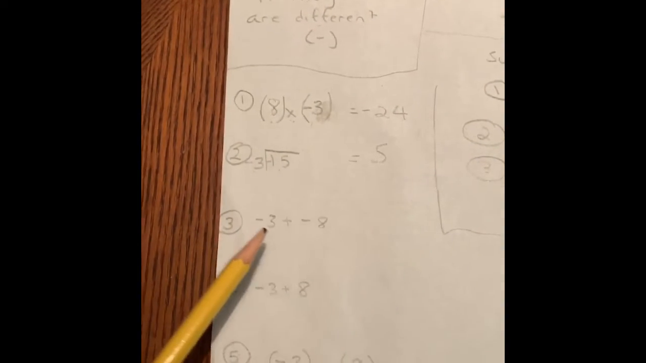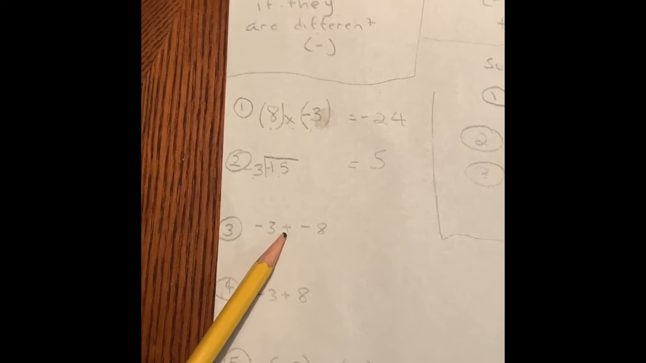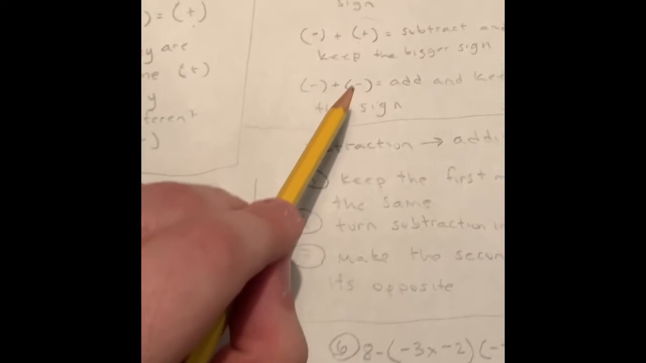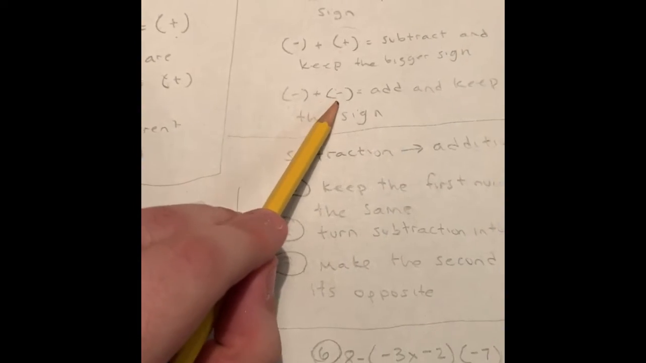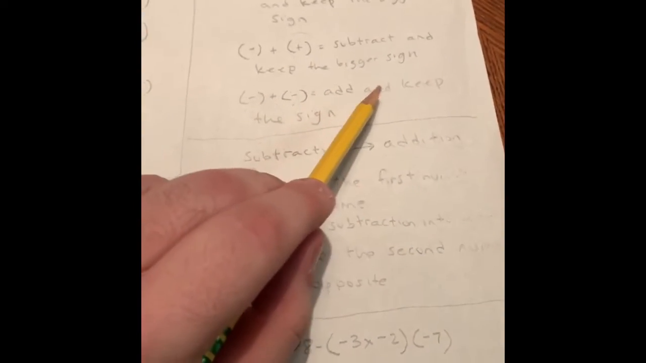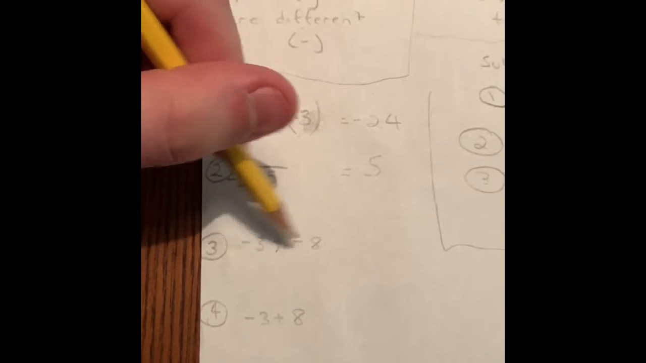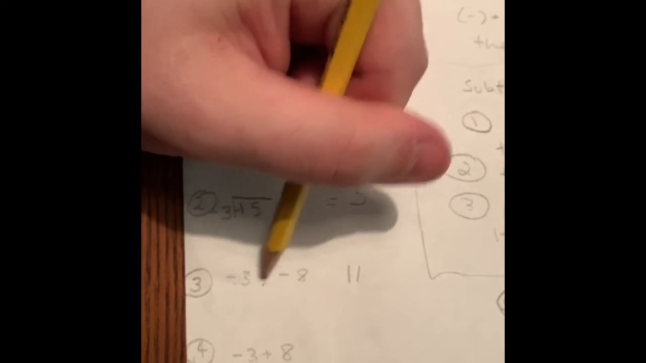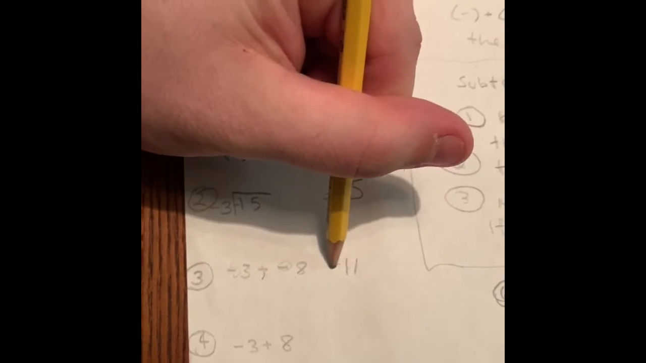All right, next problem, we're going to switch it because now we are doing addition. We have a negative plus a negative. Negative plus a negative, we're going to add and keep the sign. So 3 plus 8 is 11, and the sign that we have is a negative, so that's what we're keeping.